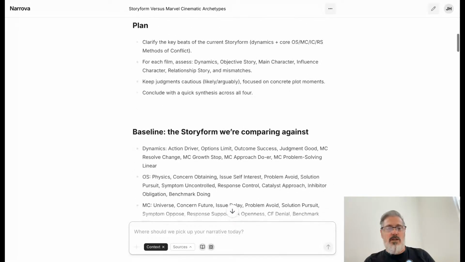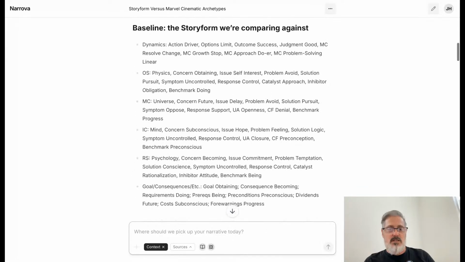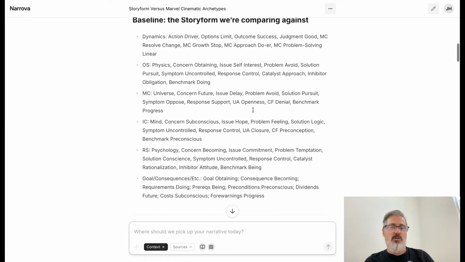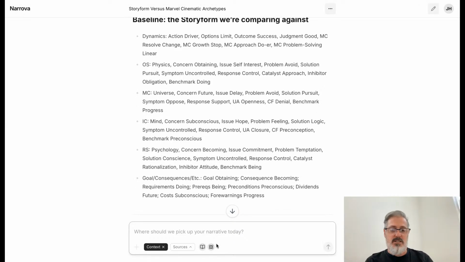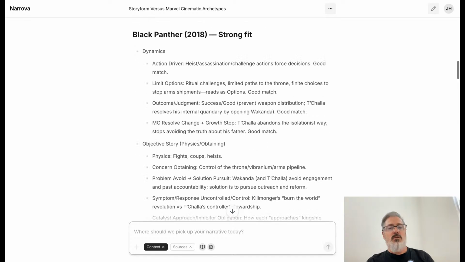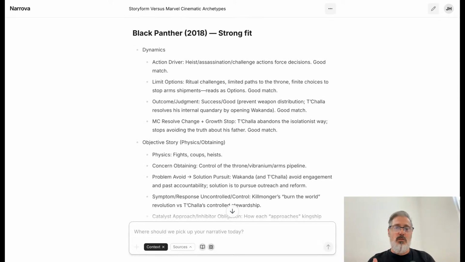So it went through and did it. So this is the baseline, this is the story form. So it's just getting into memory what this context is here. And then went through Black Panther, strong fit. And it went through each of them and said, okay, there's a really high chance that the Black Panther story form out of those 32,000 would fit into this. It's a high probability that that is the story form that Black Panther is. And it went through and identified why that is.